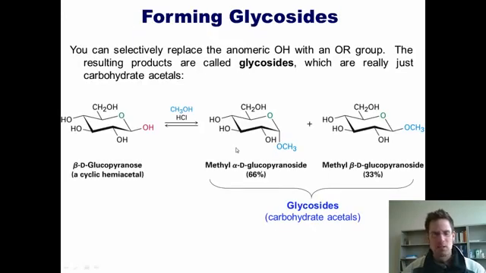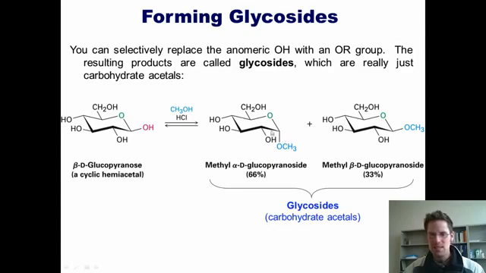And now we arrive at this magical word called glycoside. So anyway, there's this magical reaction that we can do to selectively replace an anomeric OH with an OR group, where R is an alkyl group. So in this example that I have here, we replace the OH with a methoxy group by treating this sugar with methanol and acid.